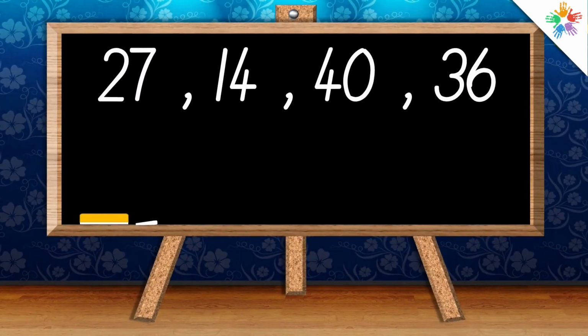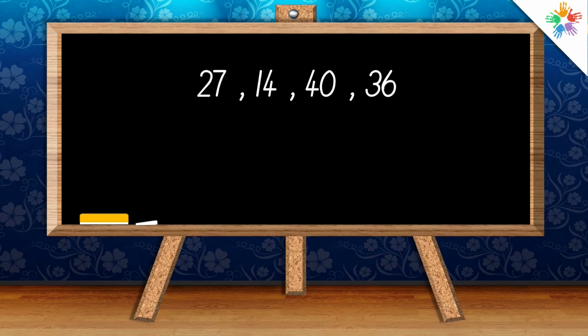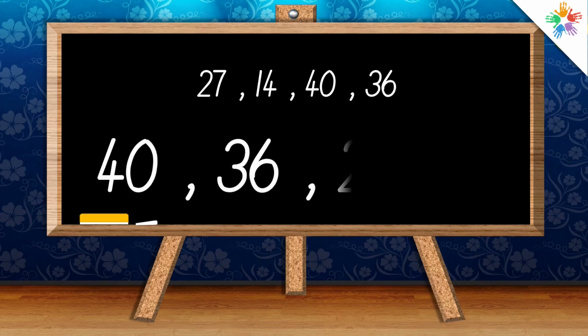We'll move on to the next set of numbers. We have 27, 14, 40, 36. Remember, descending order is big to small. And which one is the biggest of all? That's right, it is 40. Then comes 36. Then comes 27 and 14. That's right.